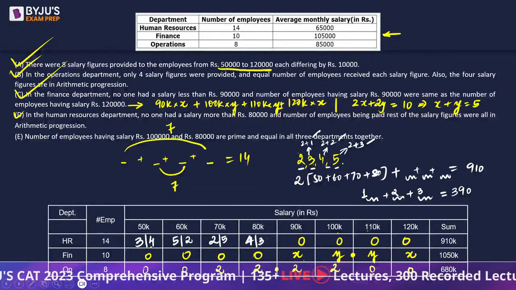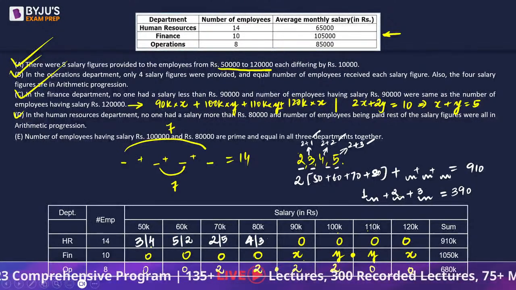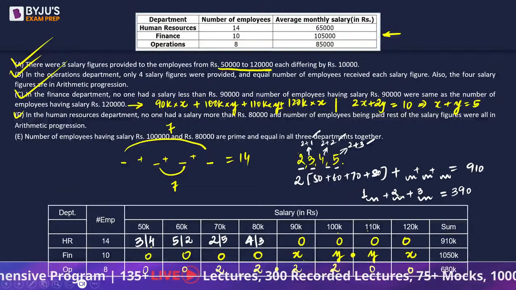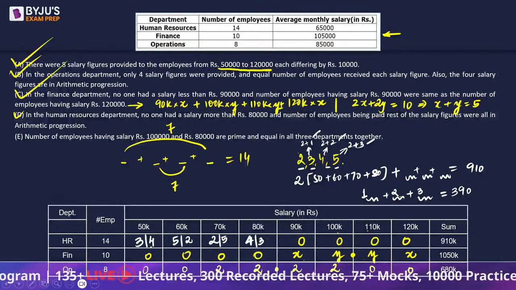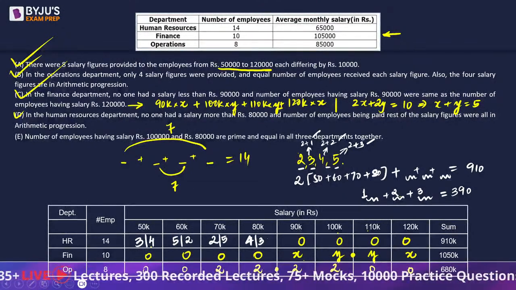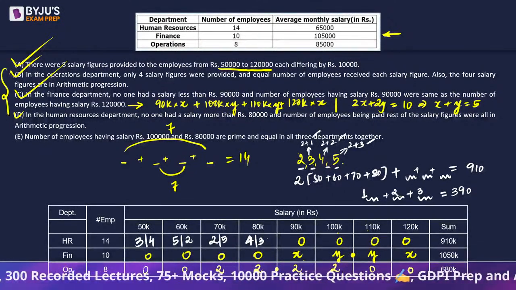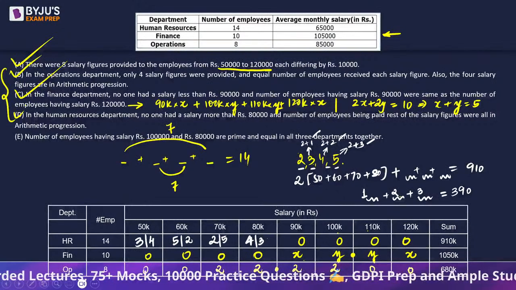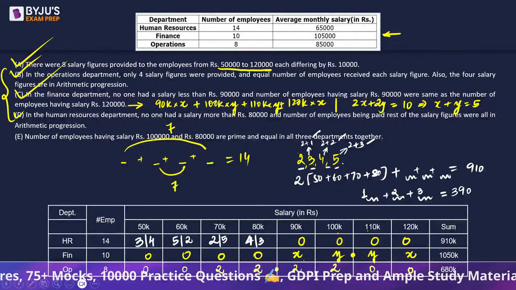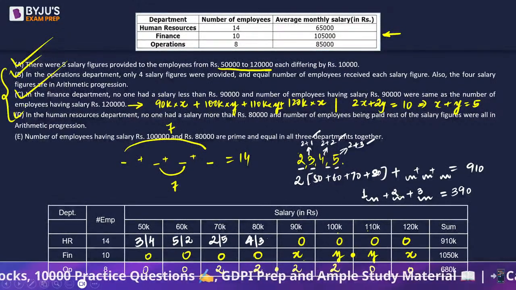As in, of the 14, how many employees got 50,000 in HR? How many got 60,000 in HR? How many got 70,000 in HR? Such that the total employees is 14. The average is 65. And then we have these additional conditions. We have to fulfill all of them. Okay?